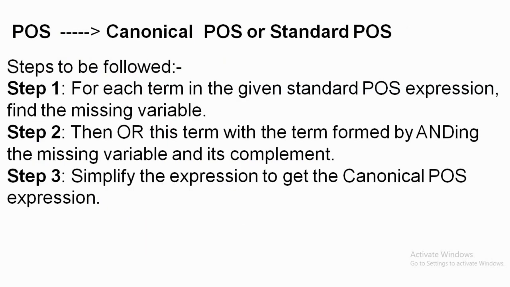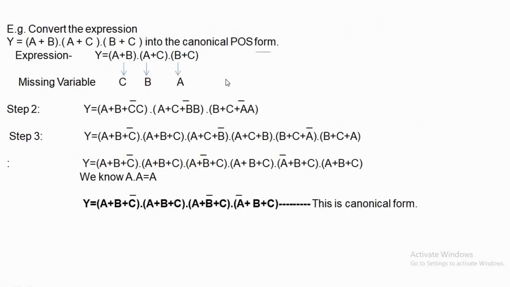Now next is POS to standard POS. Same procedure is there. First step, find out the missing terms or missing variables in each term. Then second step, there is some change. You have to OR this term with the term formed by ANDing the missing variable and its complement. And the last step is to simplify the expression to get the canonical POS form. Now, the concept will be more clear after solving this equation.